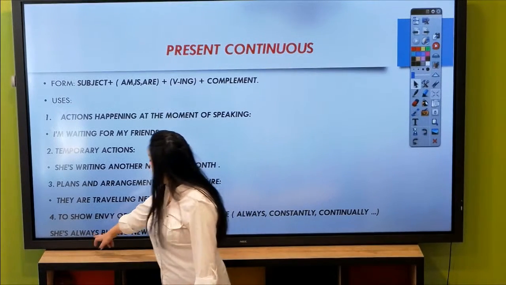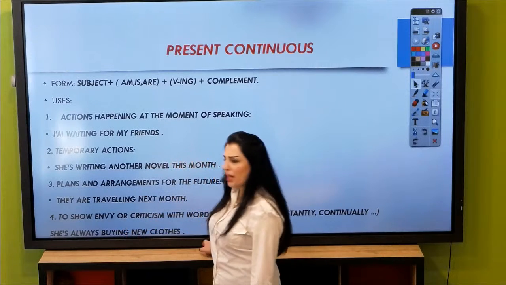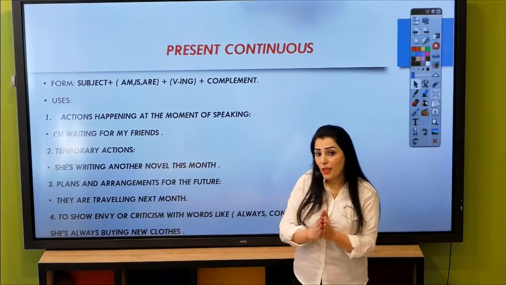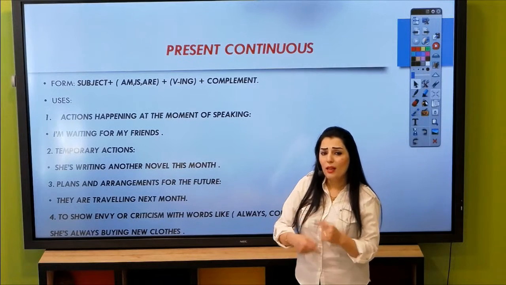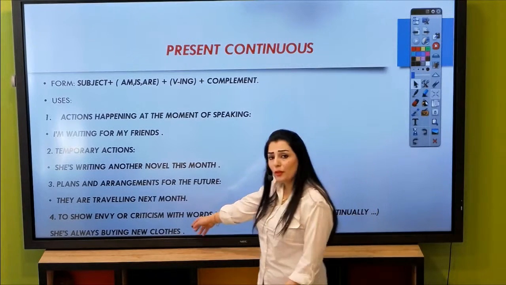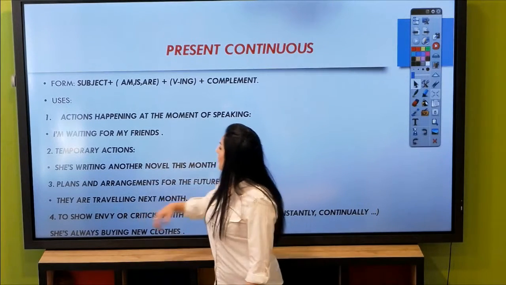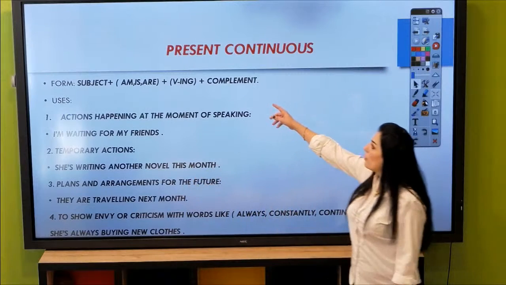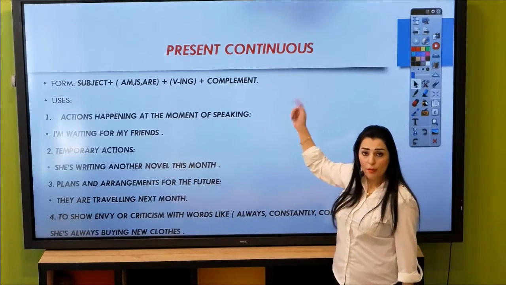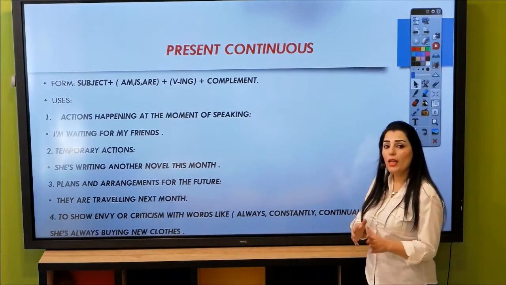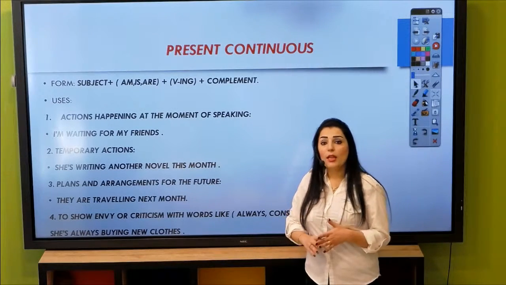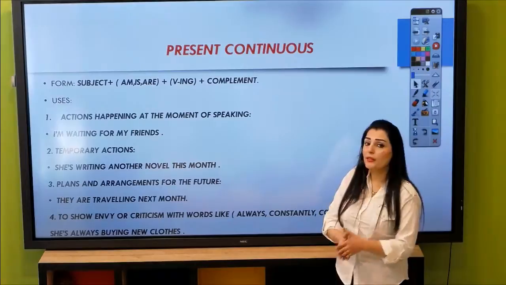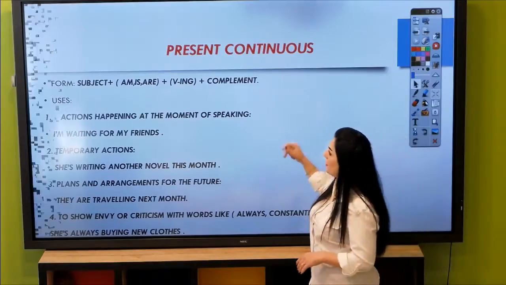Example, she's always buying new clothes. So I have an envy here, okay? I am envying her. She is always buying new clothes. Here is an envy. Also, we'll talk about the adverbs of the present continuous. We have at the moment, today, now, or right now, nowadays, at present, currently, and others.